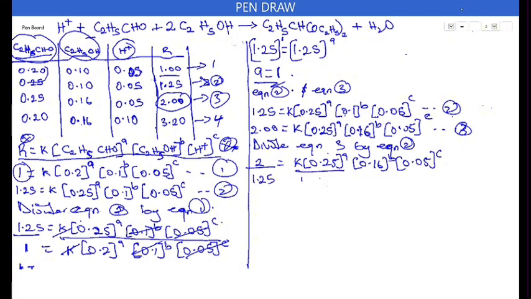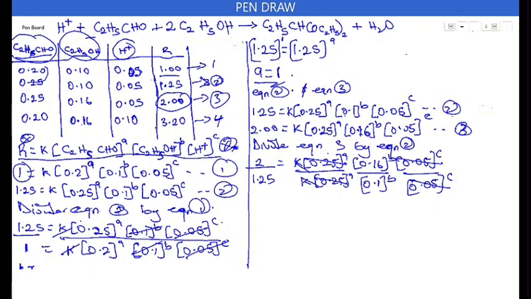1.25, equal to k, open bracket 0.25 raised to power a, then 0.1 raised to power b, and for c, 0.05 raised to power c. So this k cancels k, 0.25 raised to power a cancels 0.25 raised to power a, and 0.05 raised to power c also cancels 0.05 raised to power c.